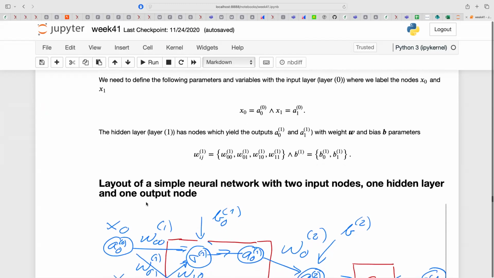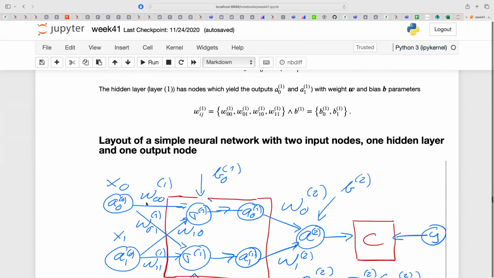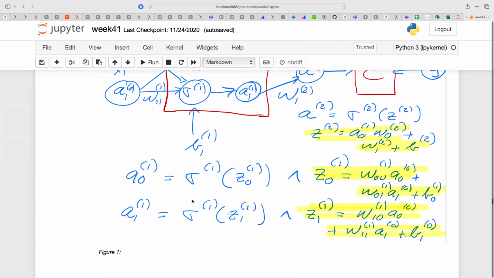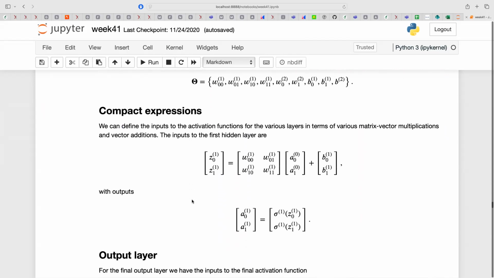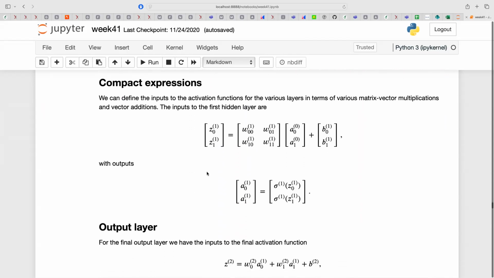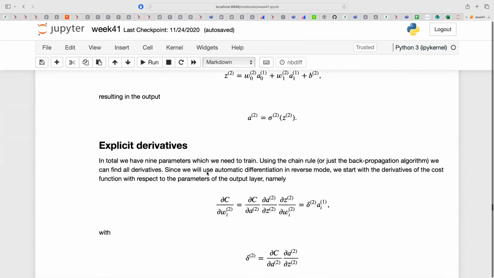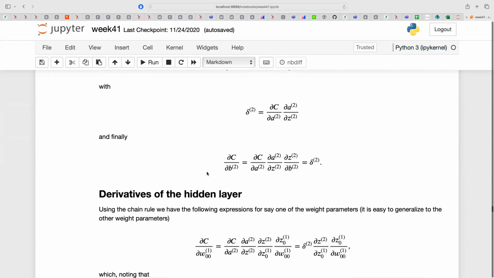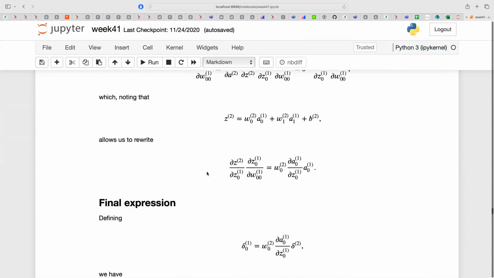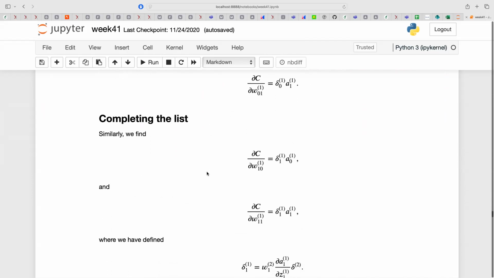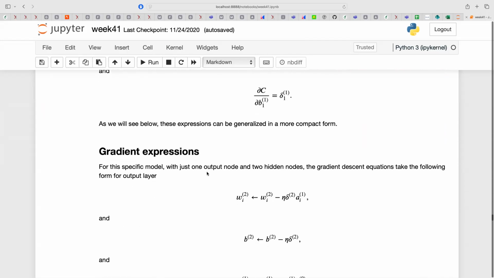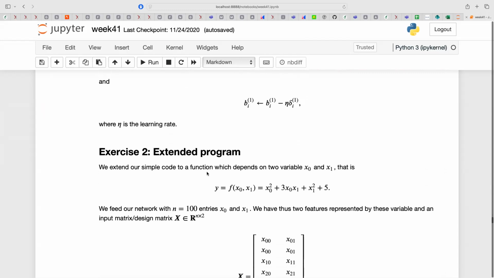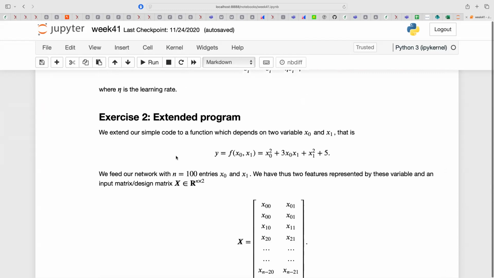And then if you scroll down here, you will find a case with 2 hidden layers. And this is where we will start next week discussing. And you can find the expression because now we have to rewrite everything as matrices and vectors. And we need to look at the expressions for the derivatives. And when we have that, then we can move on to more than just 1 hidden layer with 2 nodes. We can go over to a general neural network. And this exercise 2 is also an exercise which we will look at next week.